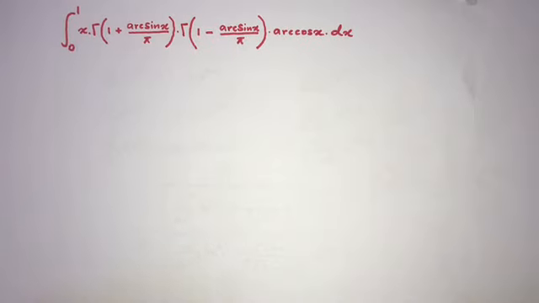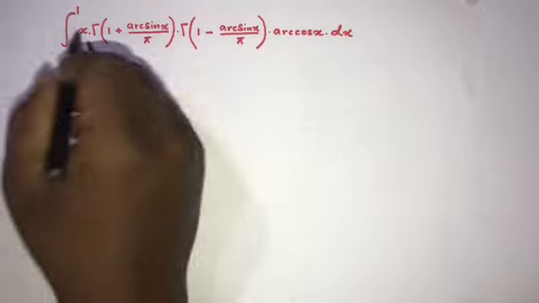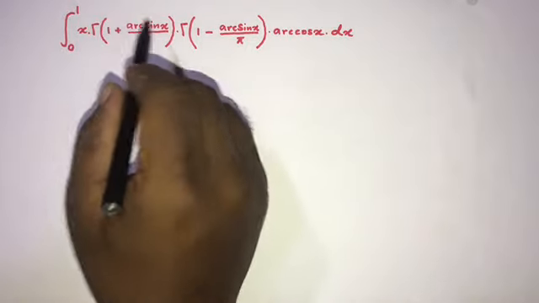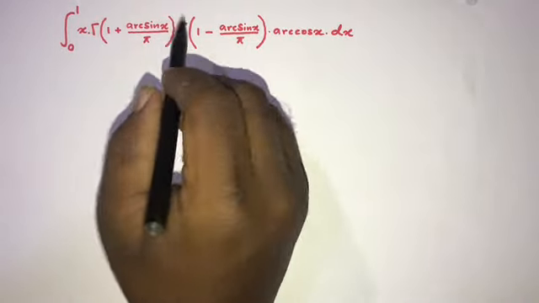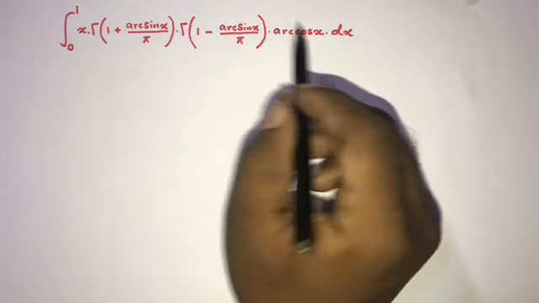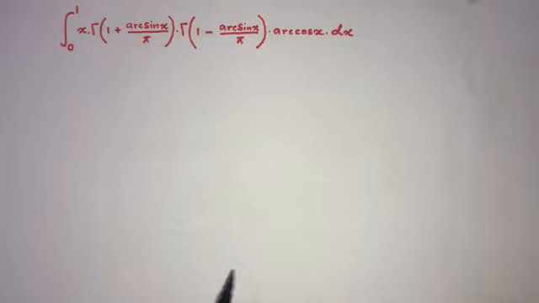Today we are going to solve another interesting integral. Actually, a very interesting integral: from 0 to 1 of x times gamma of 1 plus arc sine of x over pi, times gamma of 1 minus arc sine of x over pi, times arc cosine of x dx. Well, how to begin?